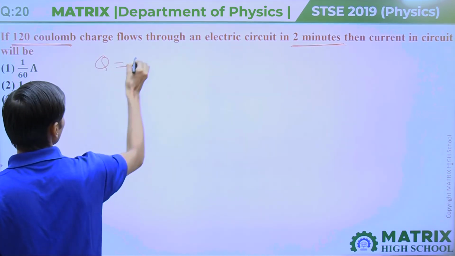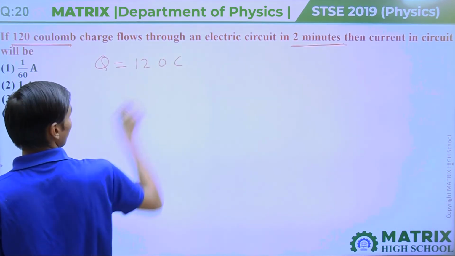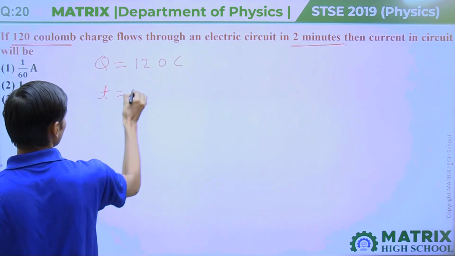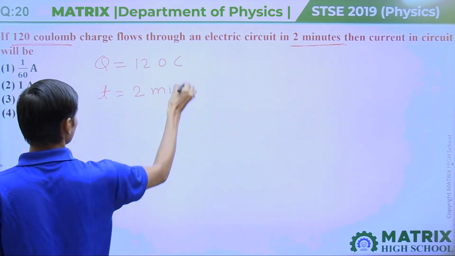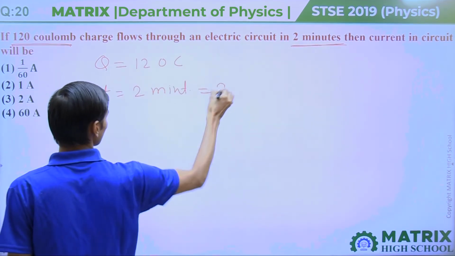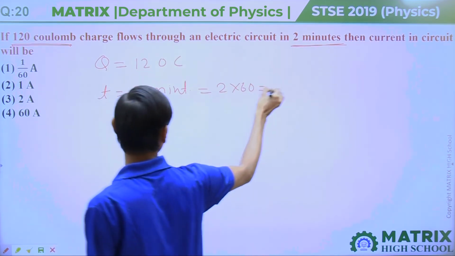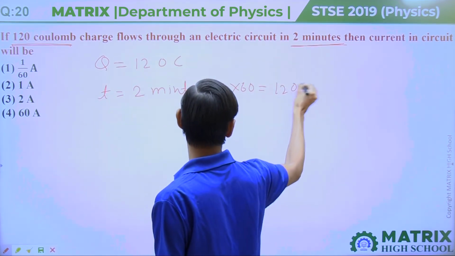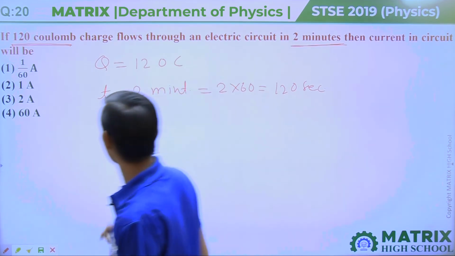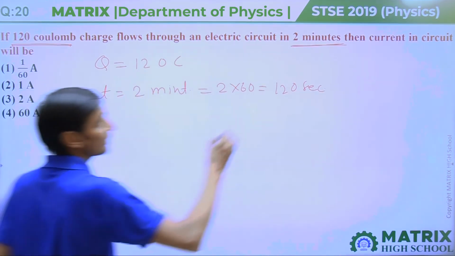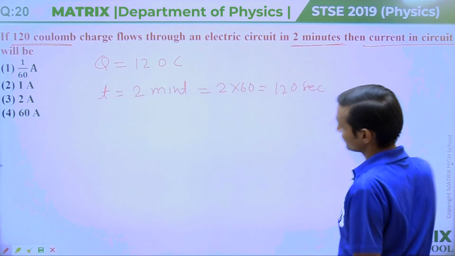Charge flown Q is given as 120 coulomb and time is given as 2 minutes, so we can convert it into seconds: 2 into 60, it will come to 120 seconds. We have to find the current in the circuit.